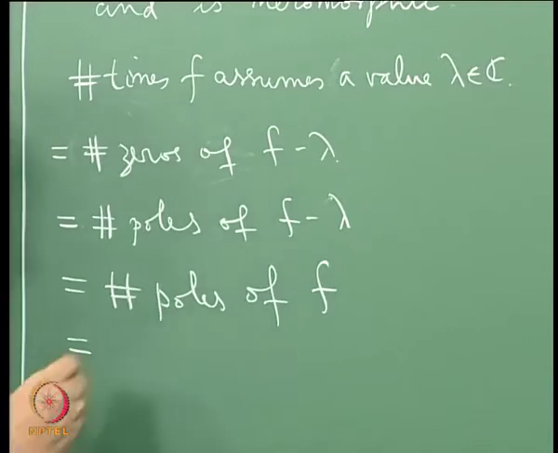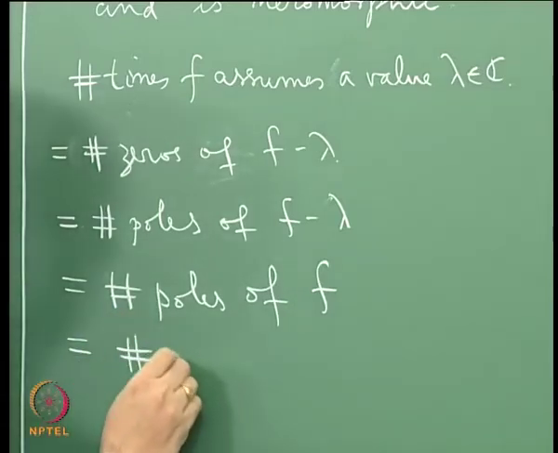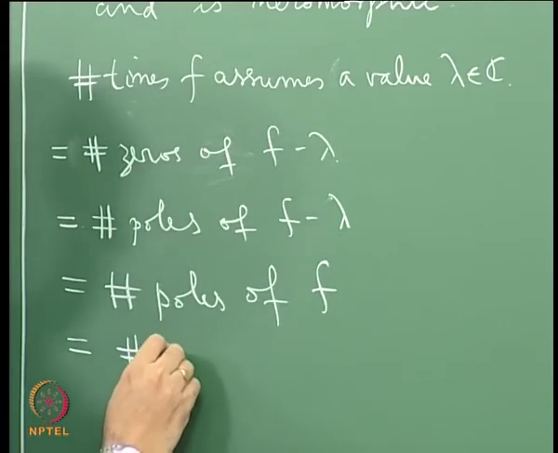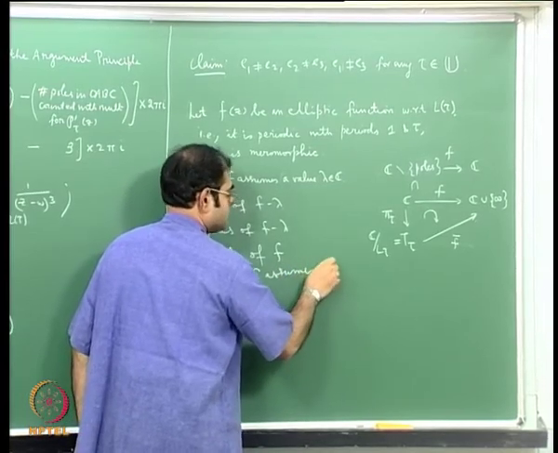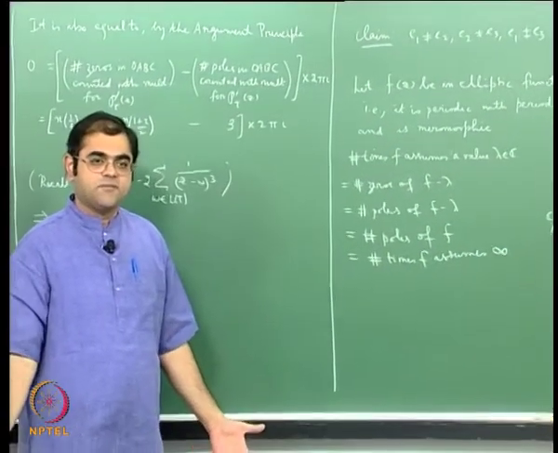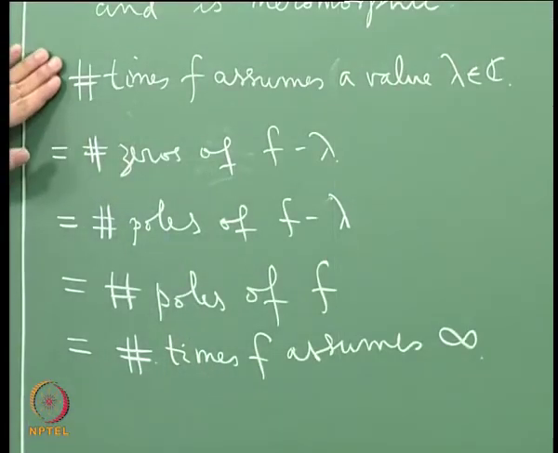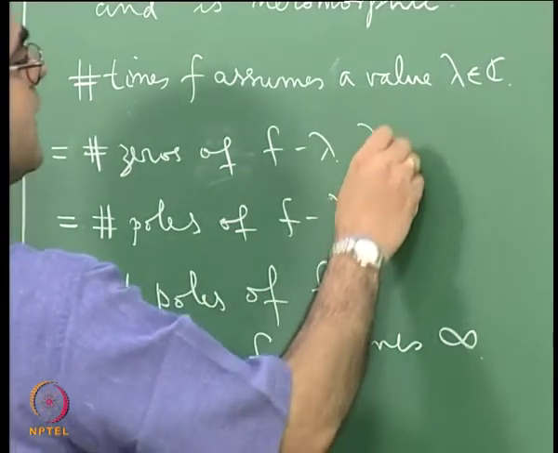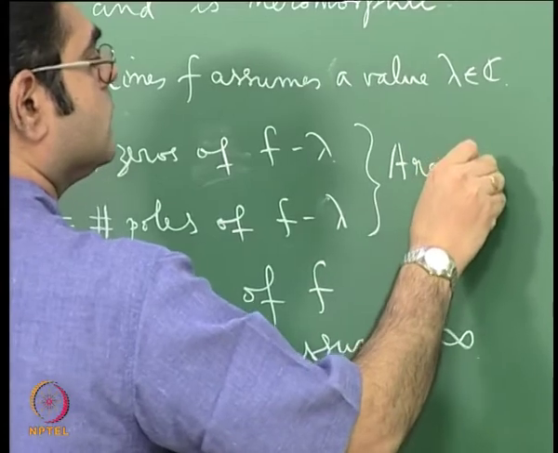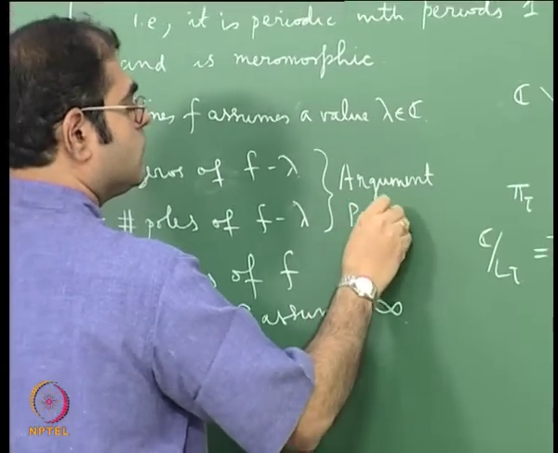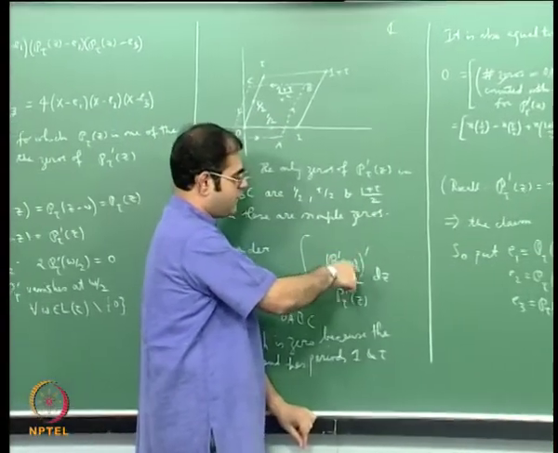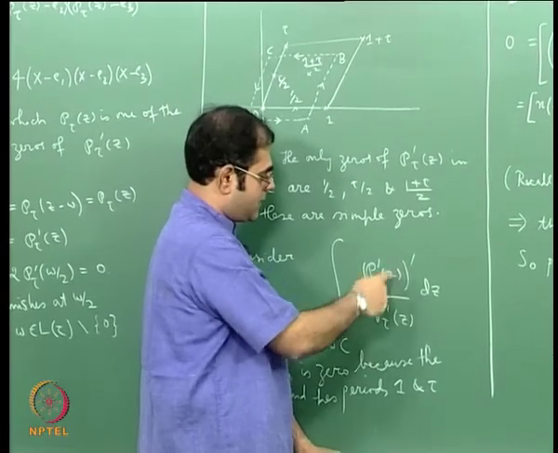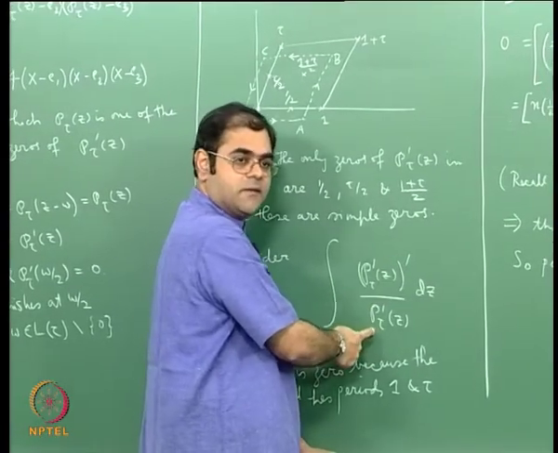the number of times f assumes the value infinity. The number of times at a pole f assumes the value infinity. So what this calculation tells you, of course at this point I am using the argument principle, literally replacing the numerator by the derivative of f minus lambda and putting f minus lambda here.